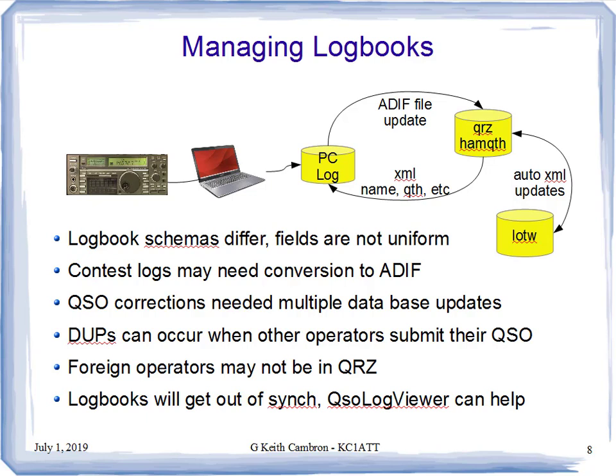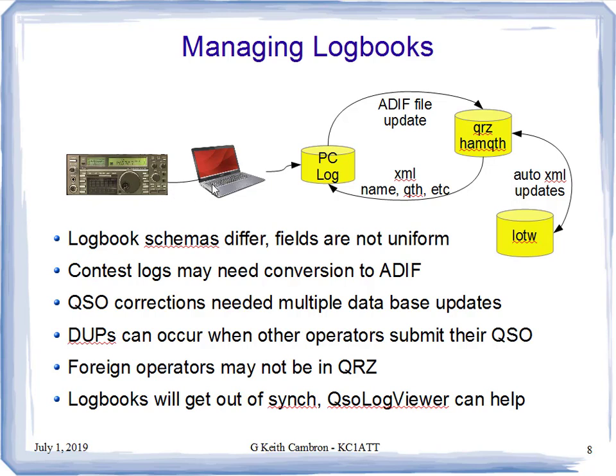When the logbooks get out of sync, I could not find an easy way of comparing the log files to find out which records were different and being able to easily resolve that. So I wrote an application, and that application is called QSO Log Viewer. I'll describe how to get that later. And that's a tool that's written in Java, so it runs on any platform that has a Java runtime environment, and it can compare ADIF files from the various logbooks. Now let's take a look at the diagram.